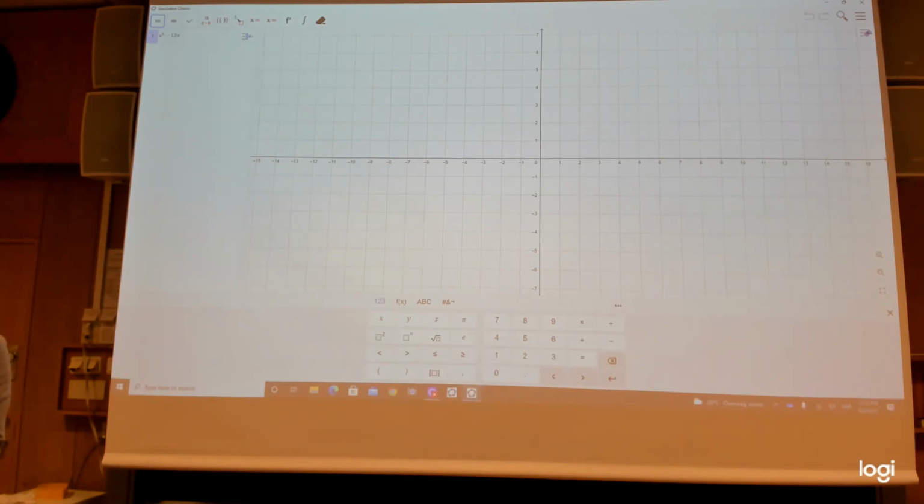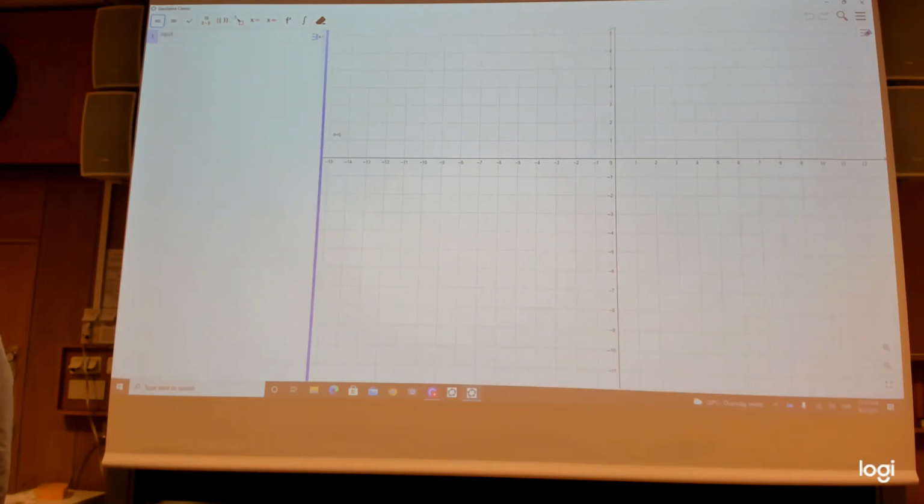12x to the power of 4 plus 12x cubed, plus 12x cubed, minus 12x squared, minus 12x squared, minus 12x minus 1. Is that right? Let me make it a little bit bigger so that you can see what I have typed.